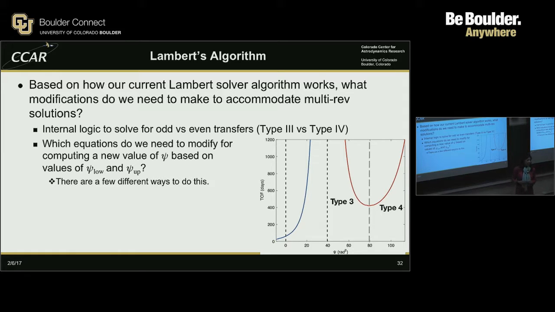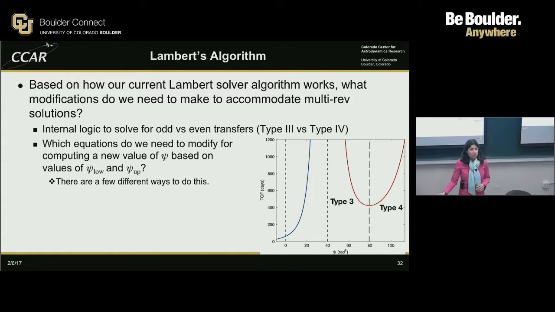So you're going to want to put in some internal logic. It's up to you how you do this. There's a few different ways to do it. But a good way might be to pass in the number of revs and whether you're looking for a type 3 or a type 4 transfer. Once you have that, then you can figure out which equations you want to modify on the psi up, psi low front. Basically, you're looking for the negative slope instead of a positive slope.